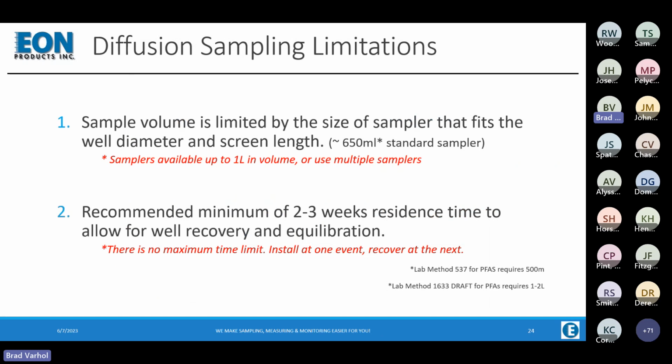So like everything else, diffusion sampling has limitations, and it's right that we point those out. In every case of passive sampling, the sample volume is limited by the size of the sampler that fits the well diameter and screen length. And that would be the saturated screen length. That's because you're limited to the water in the screen, because the only way to get more would be to pull the water in, and now you're not passive sampling anymore.